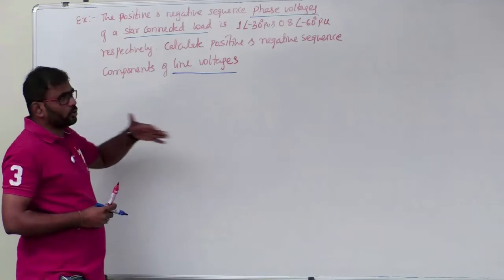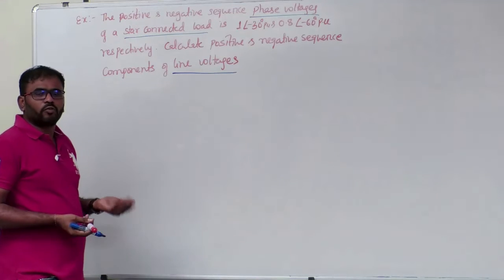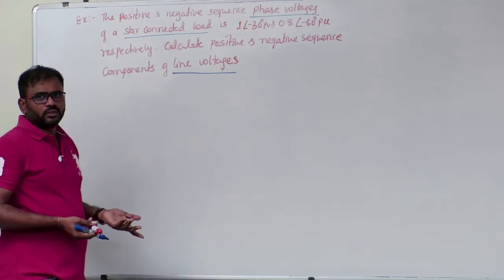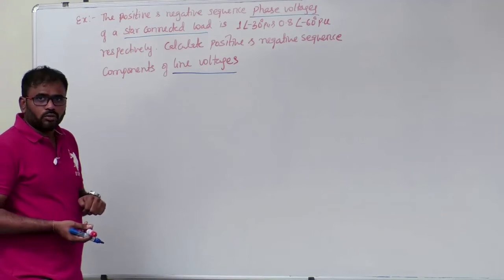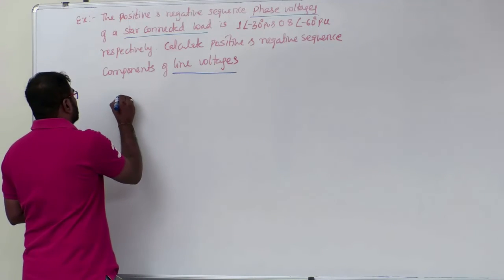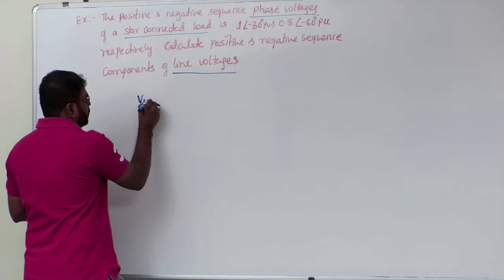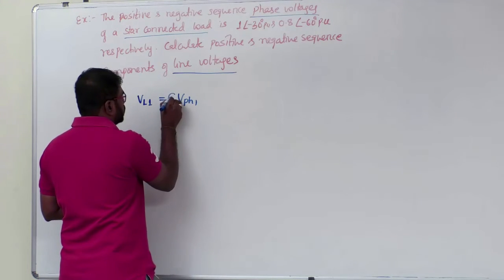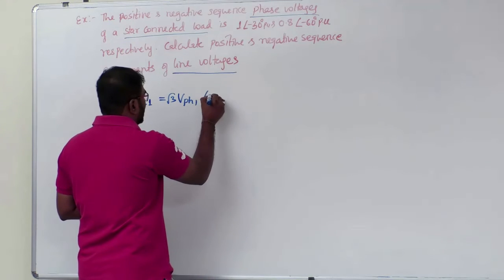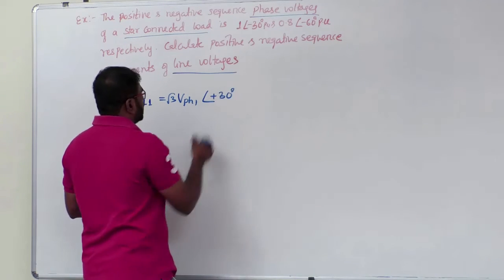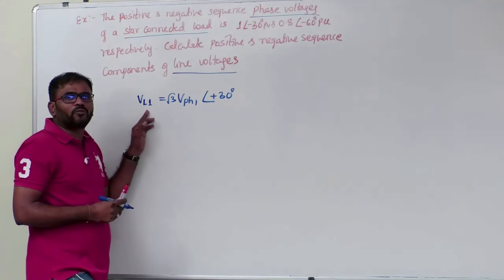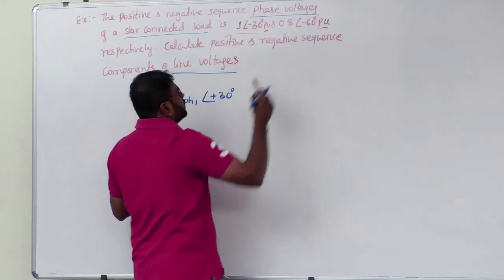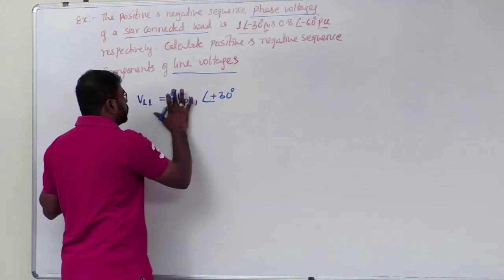If it is a delta connected load, the answer is the same. Why? Because for a delta connected load, the line voltage equals the phase voltage. But it is a star connected load, so what is the relation, sir? The line voltage positive sequence equals root 3 times the phase voltage positive sequence at an angle plus 30 degrees. But careful, this relation is valid for an absolute system. But what is given here? Per unit values are given. Since the per unit values are given, that root 3 will not come.